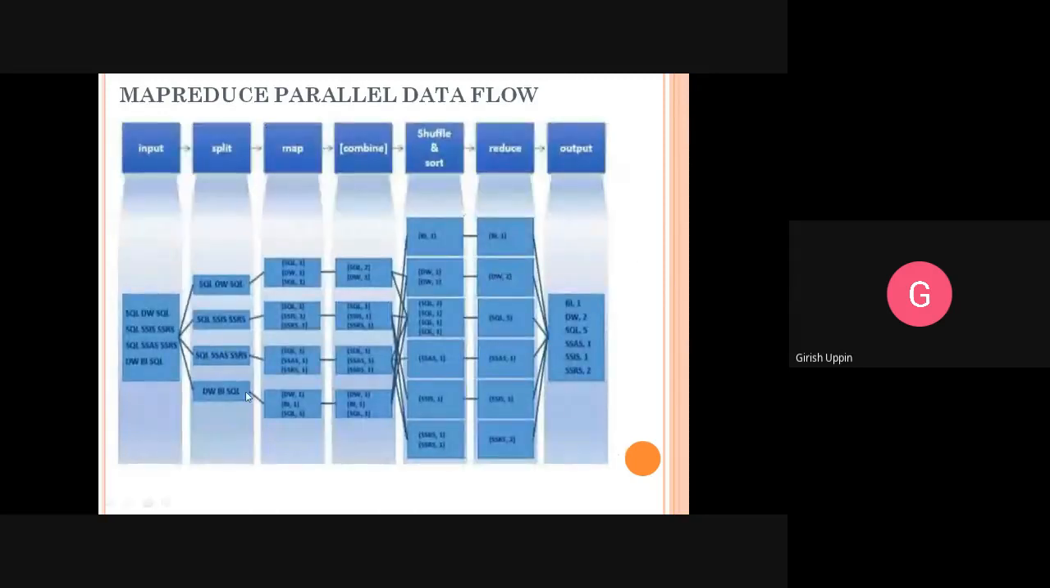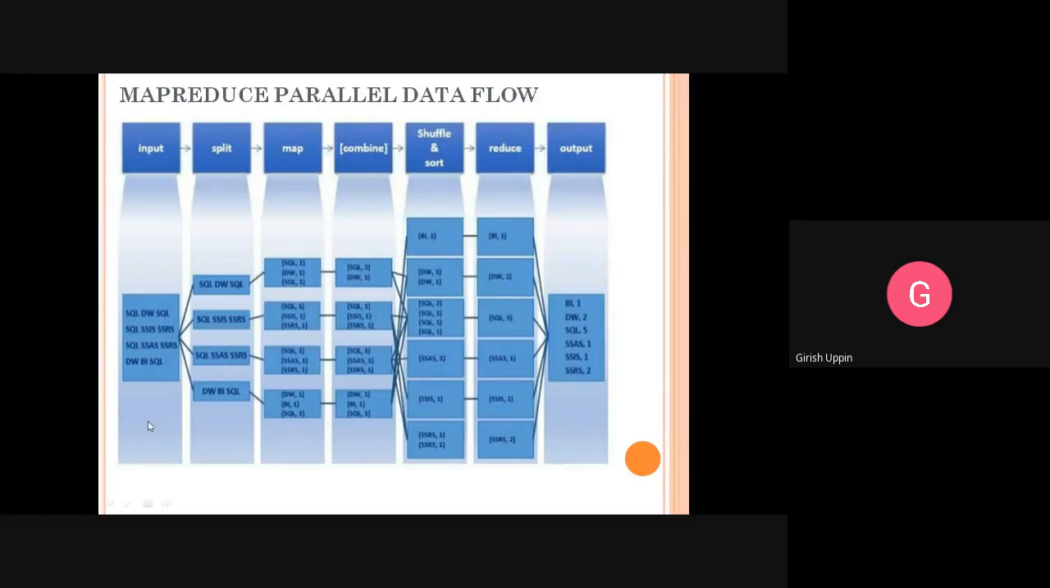Here is one example we have. This is the input file. In this particular diagram, for understanding purposes, they have taken a very small file. This is the input file where there are 4 lines with some words. You can see SQL, DW, SQL. On the second line, we have SQL, SSIS, SSRS, and so on.